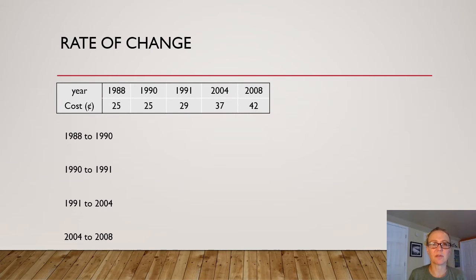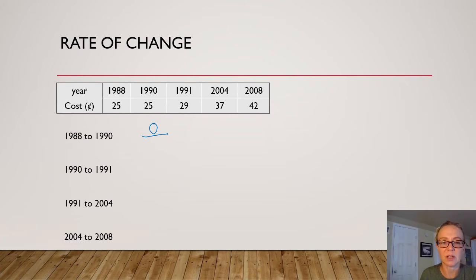All right, our first time interval is from 1988 to 1990. The cost of a stamp was 25 in 1988 and 25 also in 1990. So the change in the dependent variable was 0, while the change in the independent variable was 2. That's a time period of 2 years. 0 divided by 2. That means that the cost of a stamp changed 0 cents per year.